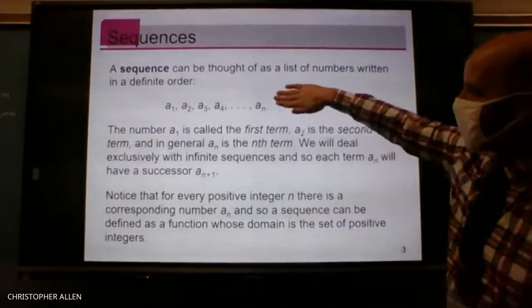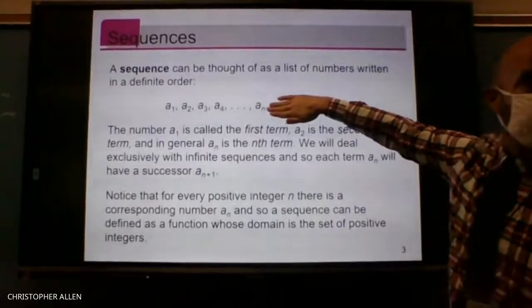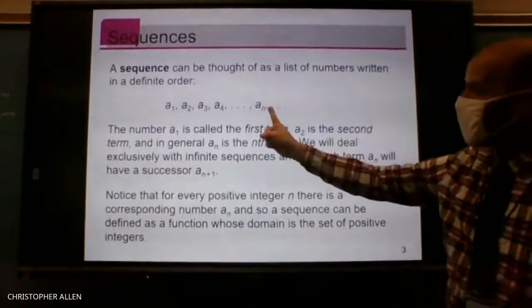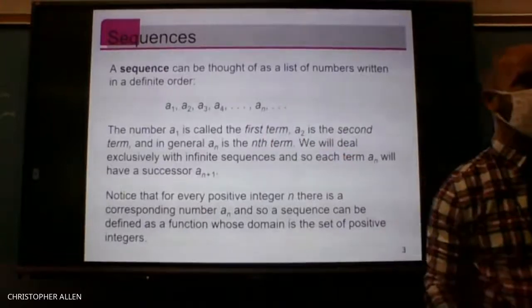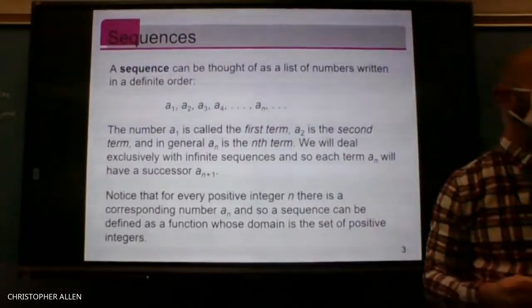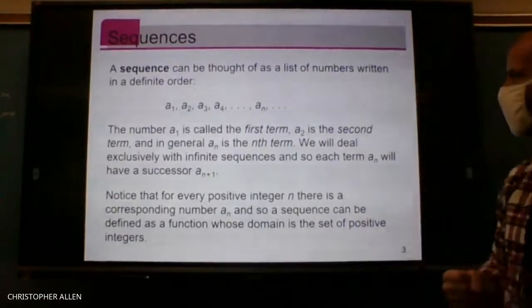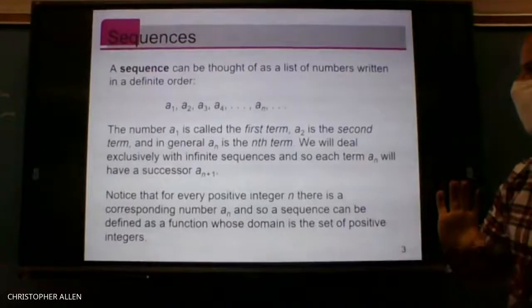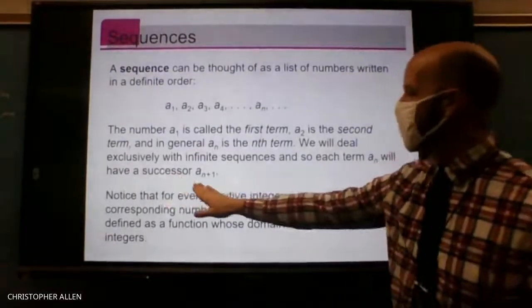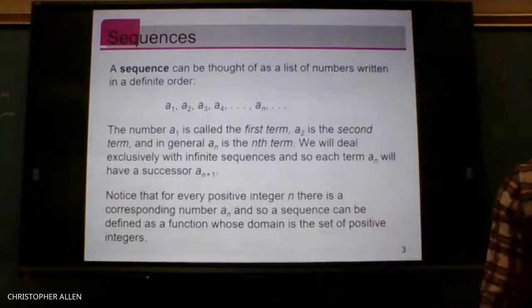Now, by the way, if I got rid of these ellipses right here, this is now a finite list of numbers. It's these trailing ellipses that tell us this is an infinite list of numbers. So we call that a sequence. I've talked about terms, and of course the successor of this one is just the n plus 1 term.